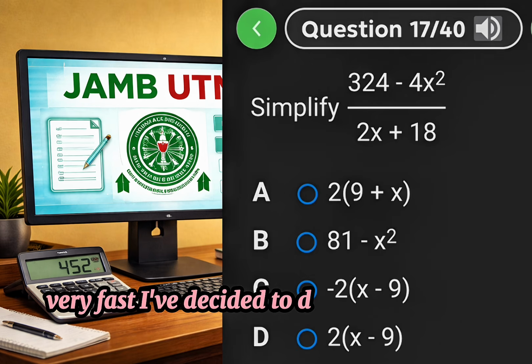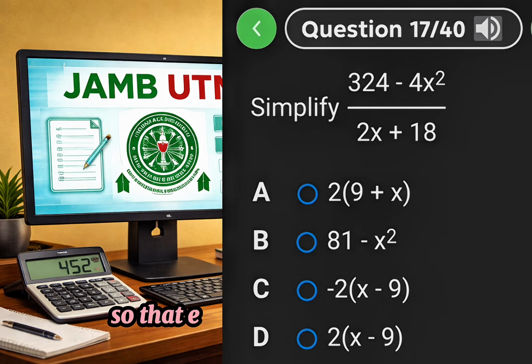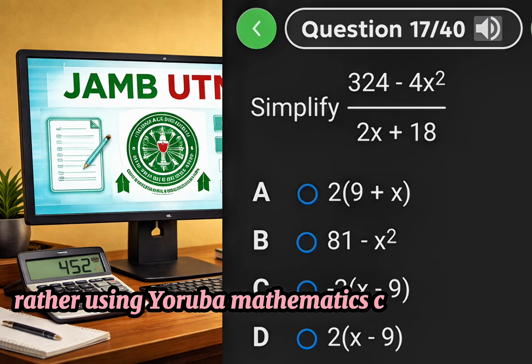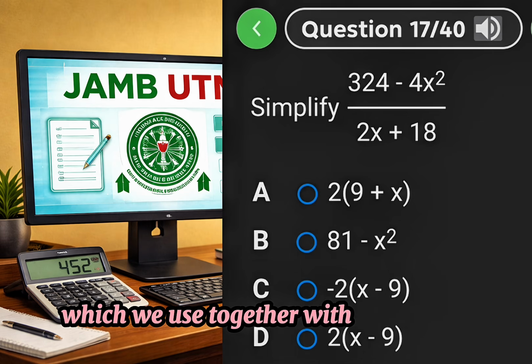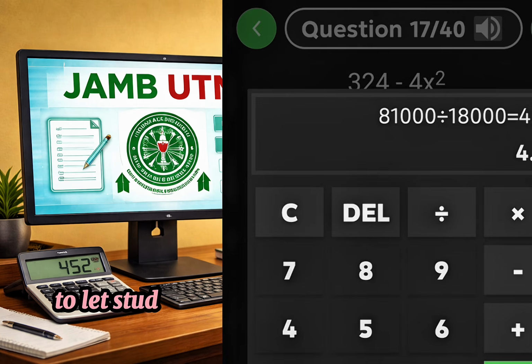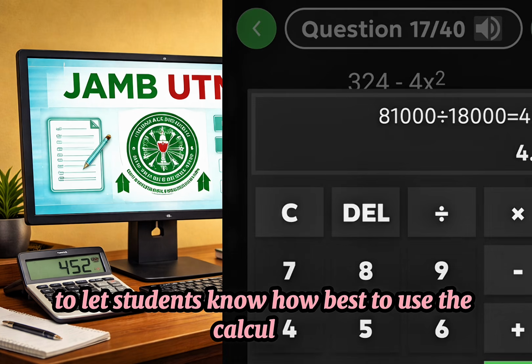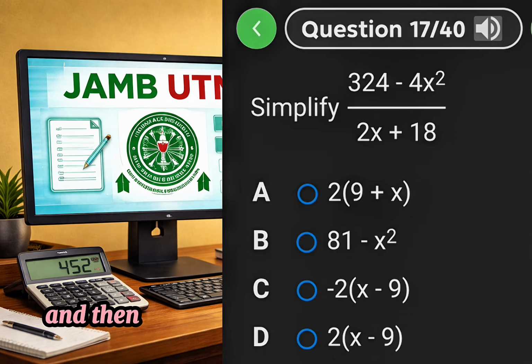I've decided to do this in English so that everybody will benefit, rather than using the Yoruba Mathematics class to teach this. Not everybody understands Yoruba, and all students taking JAMB should be able to enjoy and get something out of this tutorial. That's why we've come online to use the Yoruba Mathematics class platform, which we use together with AI and tech skills to let students know how best to use the calculator on the interface. So just click out and then you continue with your question.